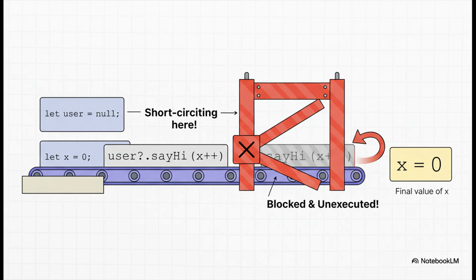We start a counter x at 0. Then we try to call a sayHi method on our user object, which we know is null. Because user is null, the ?. short circuits immediately. The sayHi function is never called, and, this is the key, the x++ part is never executed. And that's why at the end, x is still 0.